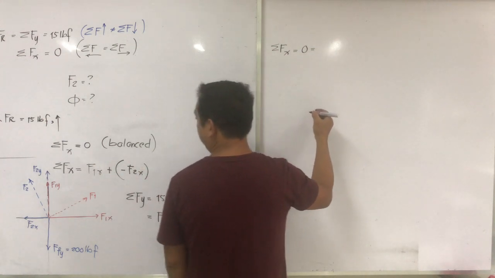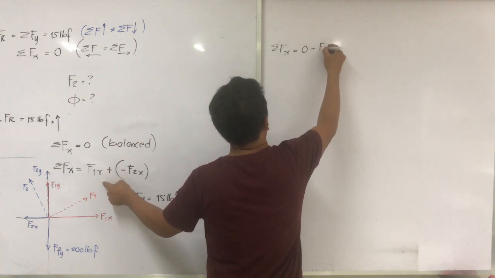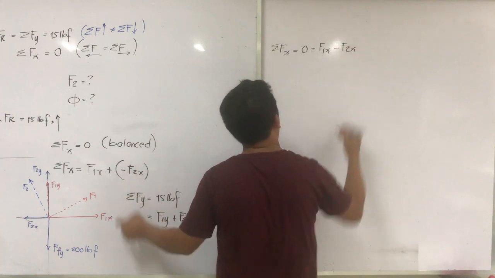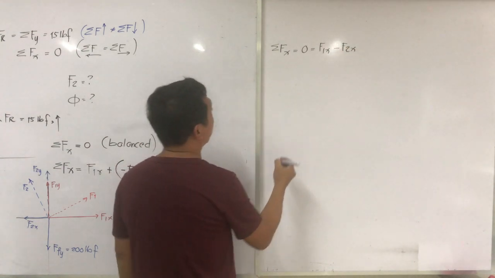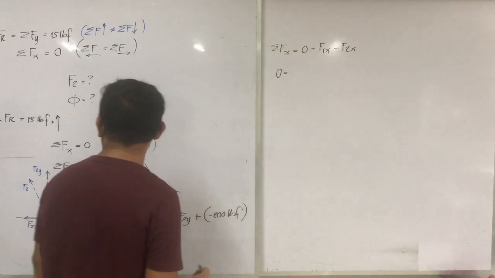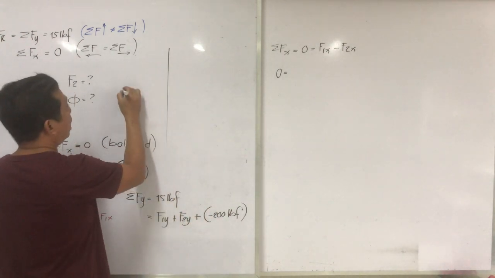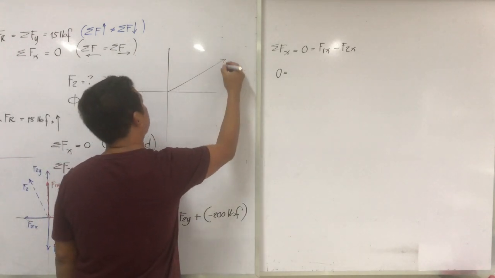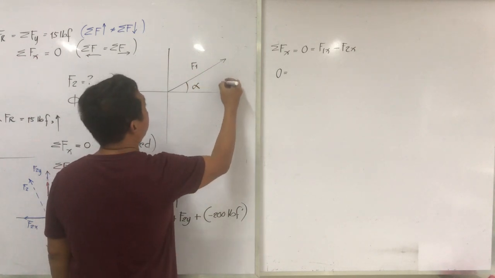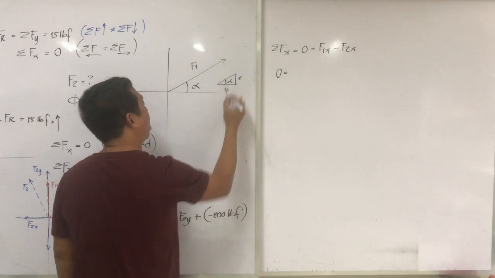x. Equate natin yung dalawang ito: 0 ay equivalent sa F1x plus negative F2x. So, ang mangyayari niyan, expand natin. 0 is equivalent to, ano ba ang ating F1x? Mapapansin natin, engineer, na yung F sub 1 ay nagkaroon ng angle na alpha, pero nagbigay siya ng triangle na 4 and 2 para sa alpha.